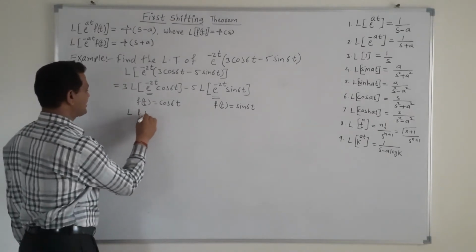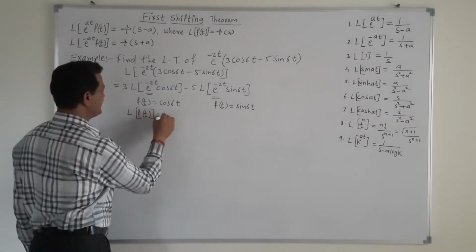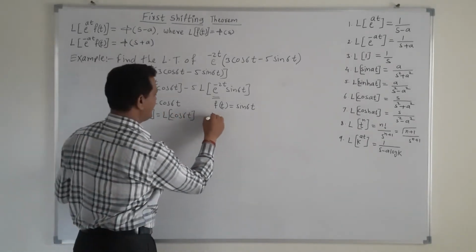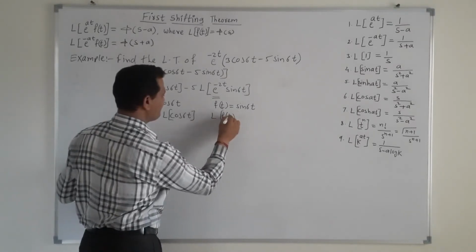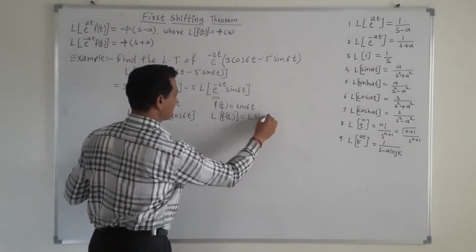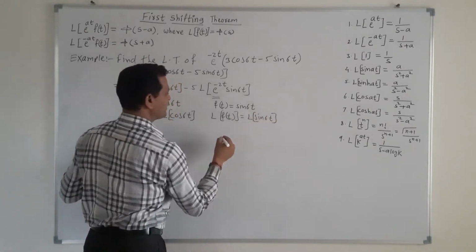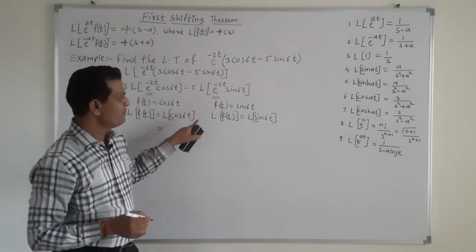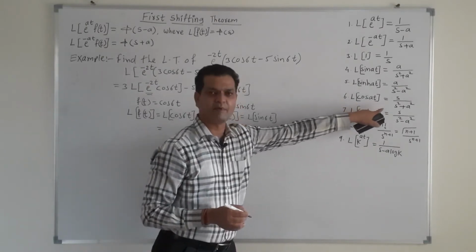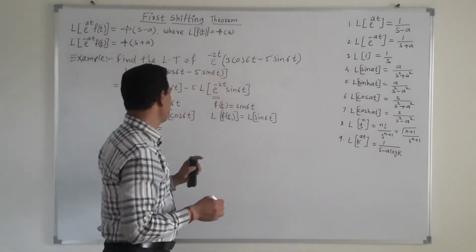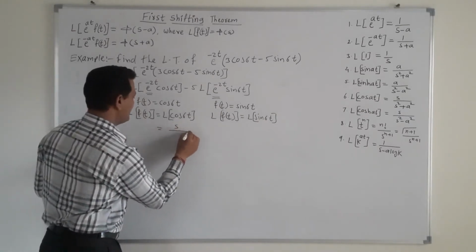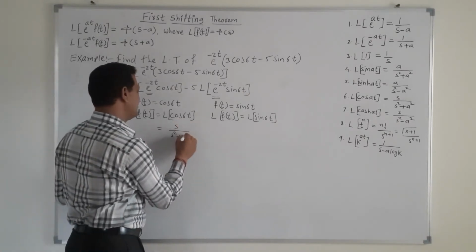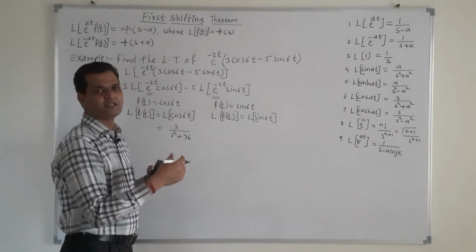So the Laplace transformation of f of t is equal to the Laplace transformation of cos of 6t. Similarly for the second term, it is the Laplace transformation of sine of 6t. Now this function is of the type cos of at. According to the formula, the Laplace transformation of cos of at is s upon s square plus a square. The value of a is 6 here, so a square is 36.